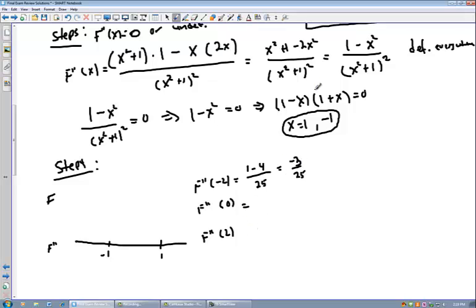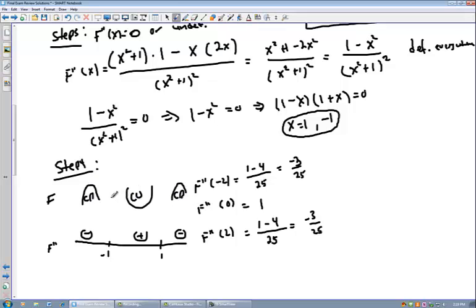And then if I plug in 0, I'm going to just get 1 back, because 1 minus 0 is 1, divided by 1 is 1. And if you plug in 2, you're going to get 1 minus 4, since 2 squared is 4. And on the bottom, you get 2 squared plus 1, and you're going to square that, so you're going to get 25 on the bottom. And just like before, you get minus 3 over 25. So it's negative here, positive there, and negative here. And so that means concave down for f, concave up between here, concave down over here, which means we have 2 inflection points.